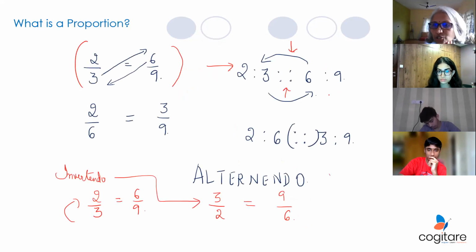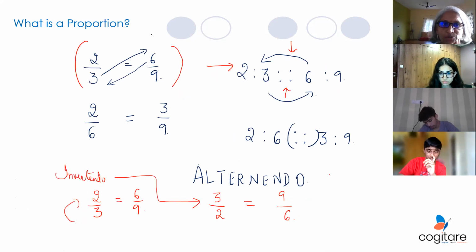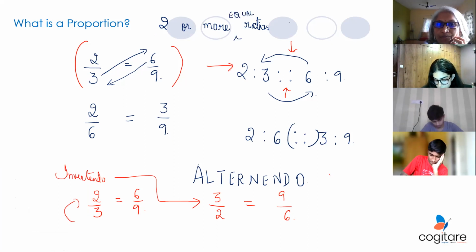Awesome. What is a proportion? We all know. 2 or more ratios that are equal are said to be in proportion. Right, guys? Why 2 or more? Because a proportion can have multiple ratios. 2 or more equal ratios.